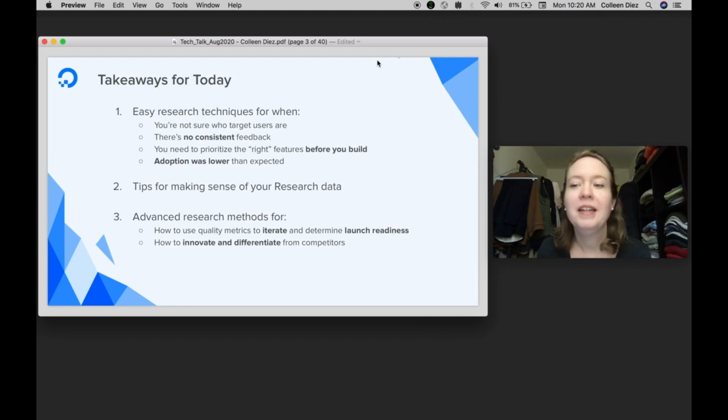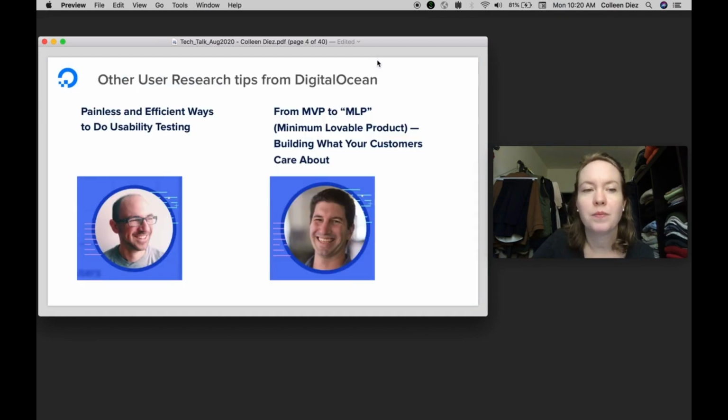And also, if time permits, we'll chat about a couple of advanced research methods for some scenarios you might encounter later on, such as how to use quality metrics to iterate and determine when your product is ready to launch, and how to innovate and to differentiate your product or your potential product from competitors.